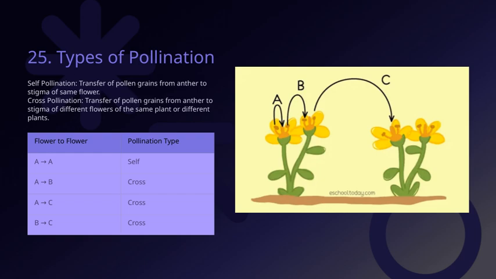Next, we have cross-pollination, where pollen grains are transferred from the anther of one flower to the stigma of a different flower. This can happen between flowers of the same plant or even different plants of the same species, promoting genetic diversity. Looking at the table, you can see that when pollen moves from flower A to the same flower A, that's self-pollination. When it moves from A to B or A to C or B to C, that's cross-pollination. Understanding these types helps us appreciate how plants reproduce and ensure their survival through different mechanisms.